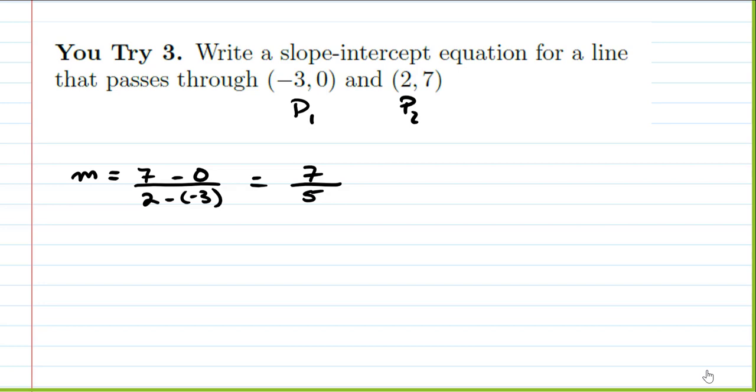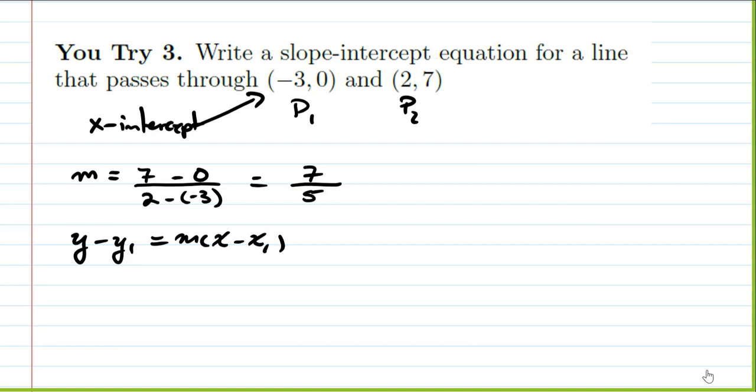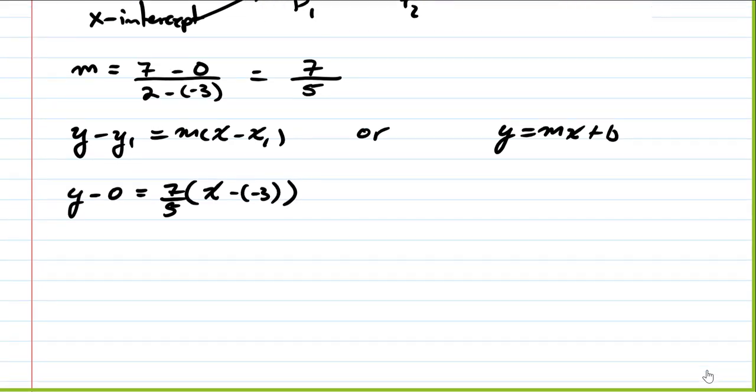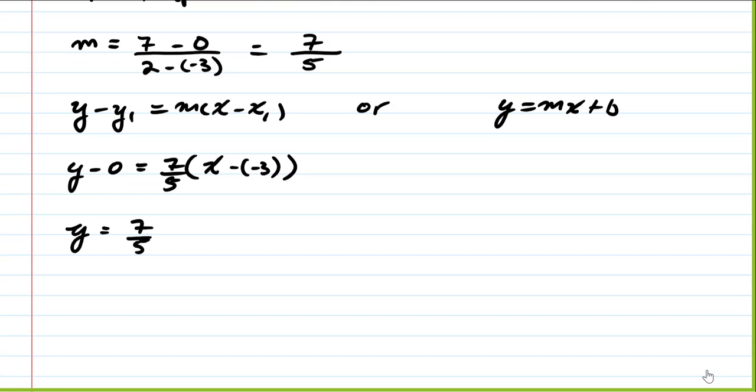This time, we can't use the shortest method because we weren't given the y-intercept. This point is actually the x-intercept, right? So our two choices are either y minus y1 equals m times x minus x1, or we can still use this method the same way as we did above. So either way, we're going to have y minus 0 is equal to 7 fifths times x minus negative 3. So that would be y is equal to 7 fifths x, minus minus is plus positive. So that would give us 3 times 7 is 21 over 5.